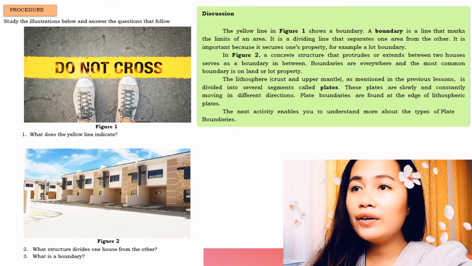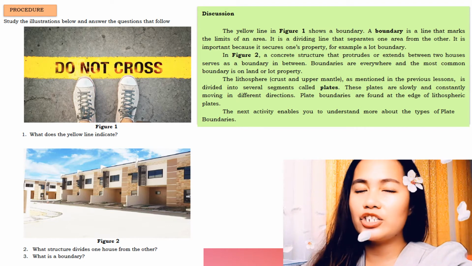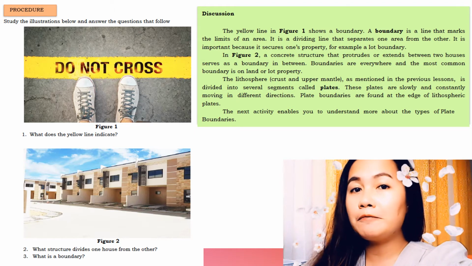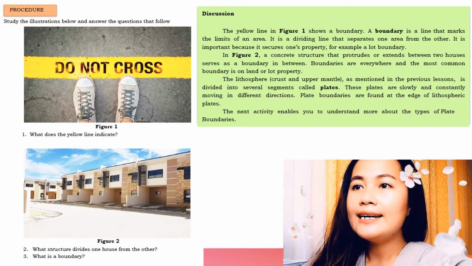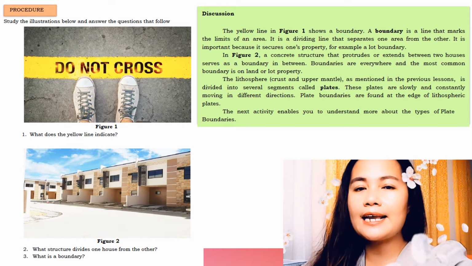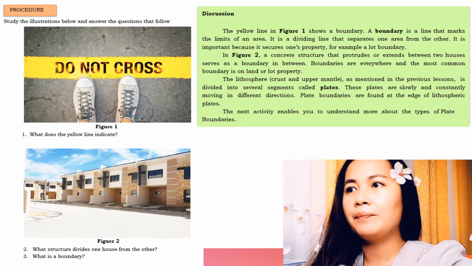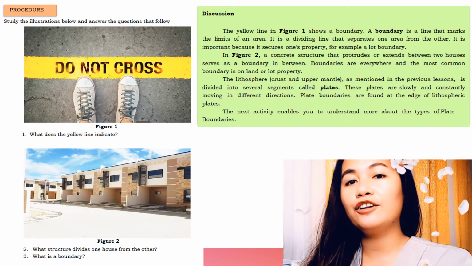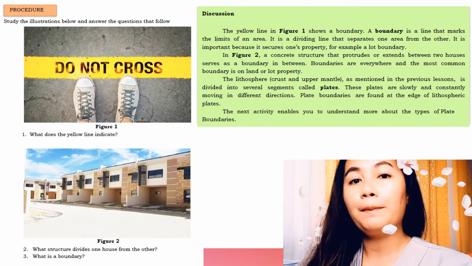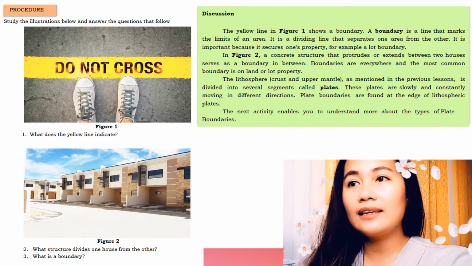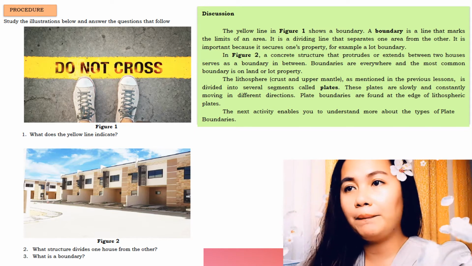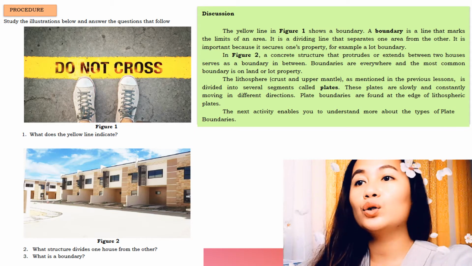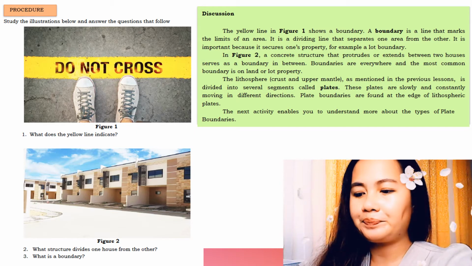In the Earth, the lithosphere, which is a combination of the crust and the uppermost mantle, as mentioned in modules 1, 2, and 3, is divided into several segments called plates. These plates are slowly and constantly moving in different directions. The plate boundaries are found at the edge of the lithospheric plates. So, plate boundary is the edge, the border of each plate.